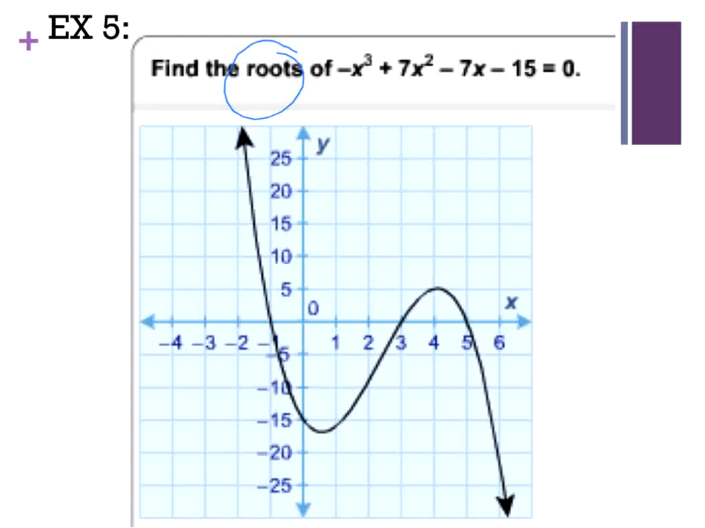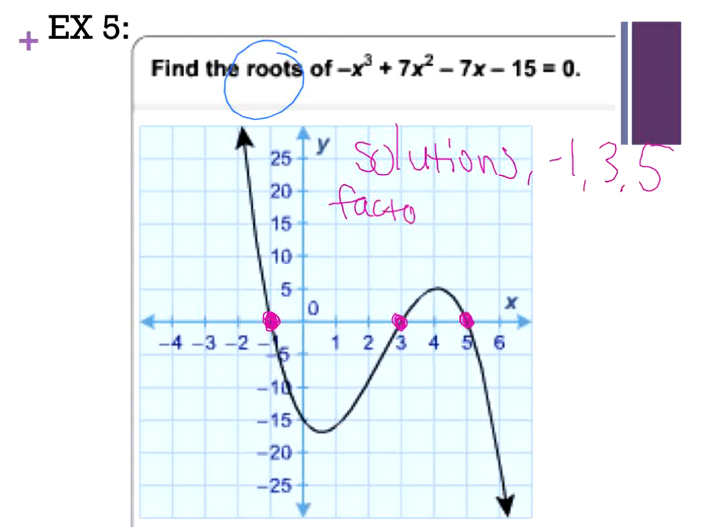It's not that they're hard questions on your quizzes and tests. They just want to see, do you know your vocabulary? Do you know what they're asking you for? So let me highlight those 3 spots. I would have one right here, one right here, and one right here. So let's think of how we would write that answer, though. So my solutions are negative 1, 3, and 5, but how would I write them as factors?